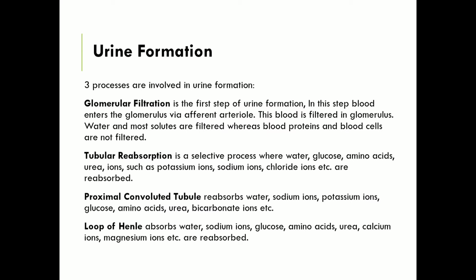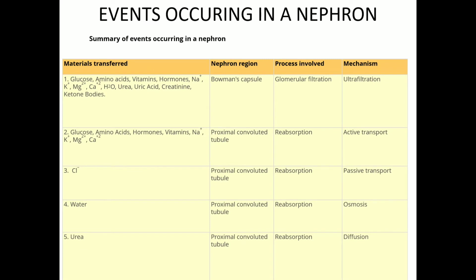Collecting duct: a large amount of water can be reabsorbed from this region to produce concentrated urine. Now this is the summary of events occurring in a nephron.